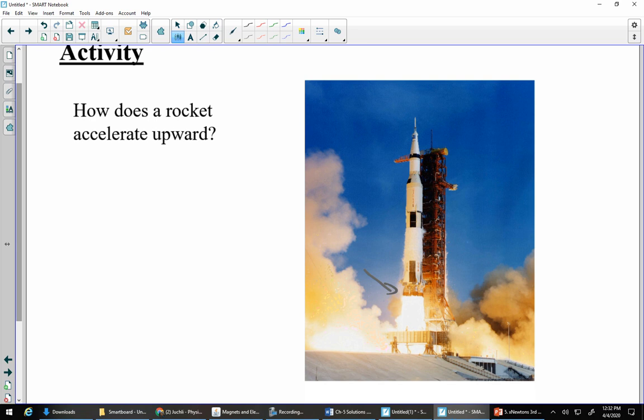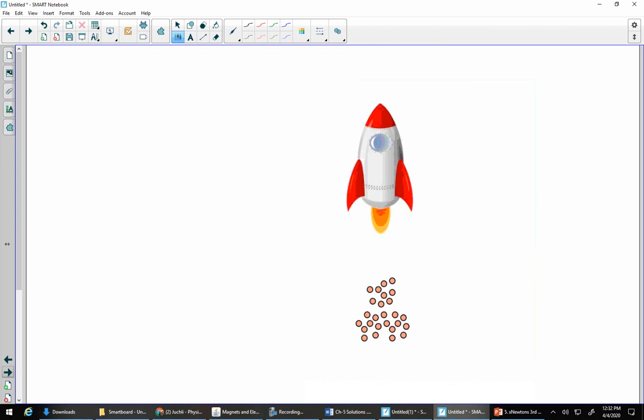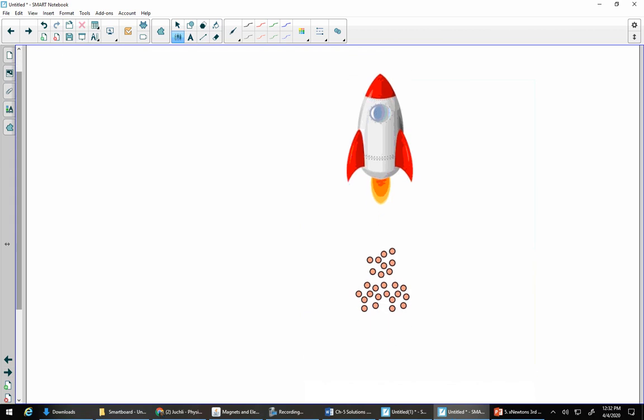It's shooting out a ton of gas particles, mostly water, because I think they use hydrogen for the most part for rockets. So it burns with the oxygen and then produces water. So there's a very large force acting on all of those individual particles, pushing them downwards. We know from Newton's third law that we need an equal but opposite force pushing the rocket upwards.